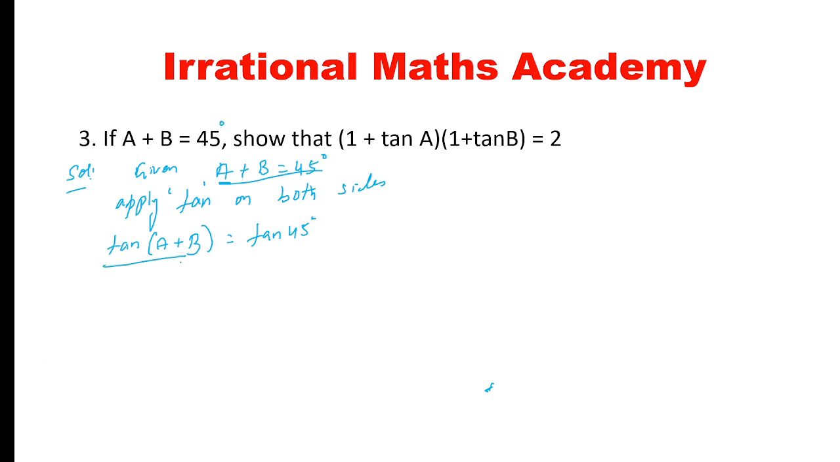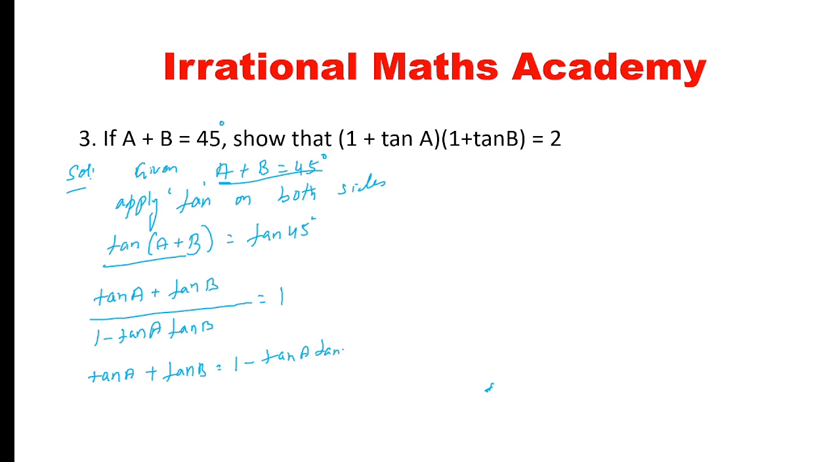Now I'll use the tan formula. What is the tan formula? Tan A plus tan B upon 1 minus tan A tan B. And what we know here, tan 45 is nothing but 1. Now, if I take this denominator part to this side, what happens here? Tan A plus tan B equal to 1 into this one. If I multiply, what will we get? 1 minus tan A tan B.